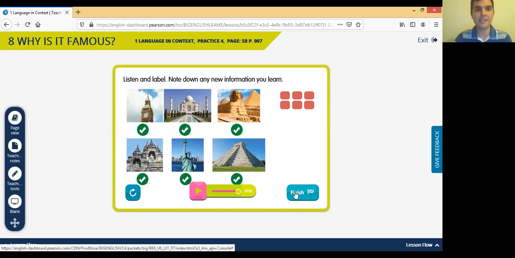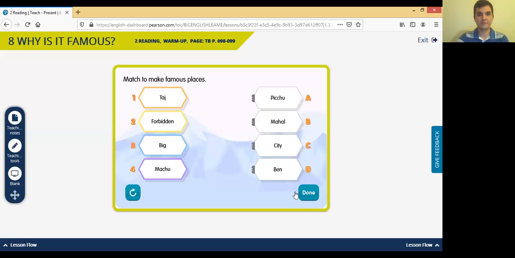All right, very good. Let's continue practicing with something different. Now we have the names of the places. They're simple names, not their images, not recognizing them with any bit of information. For number one, we have Taj. What's the complete name of that mausoleum?